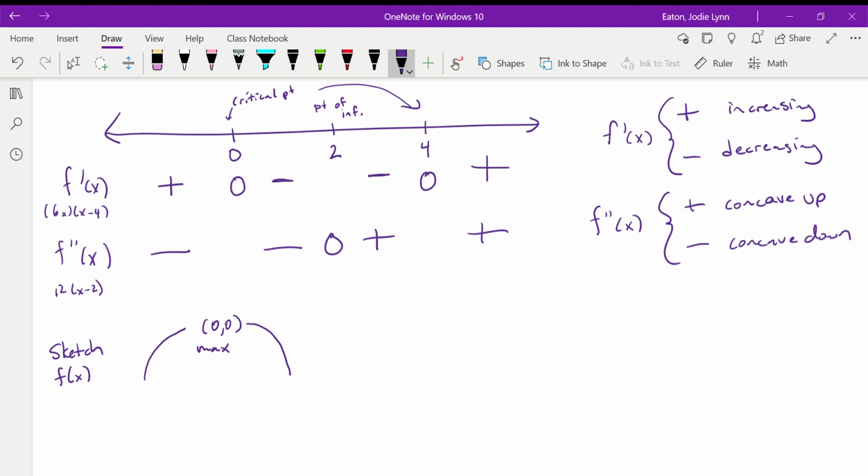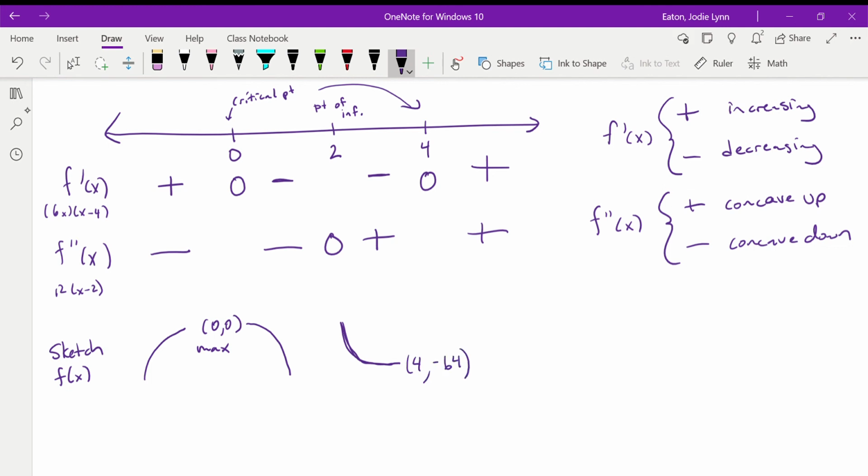On the other side of our point of inflection too, f prime of x is still negative, so we're still decreasing, but this time we are concave up. So decreasing and concave up looks like that. So we have now a 0 at 4. We had 4 comma negative 64.